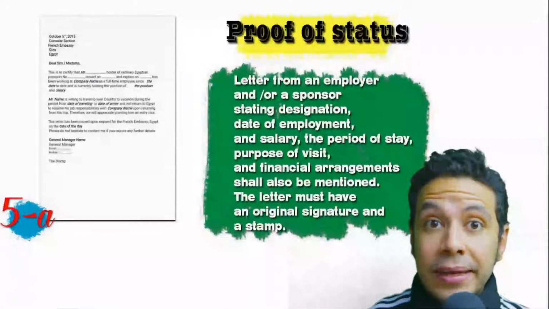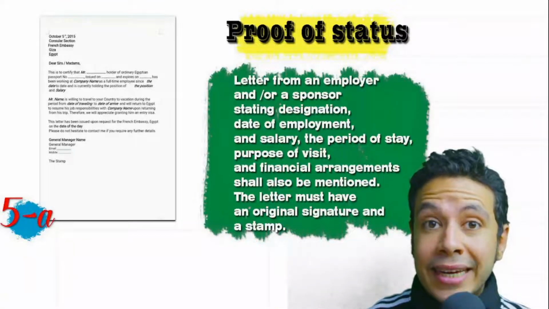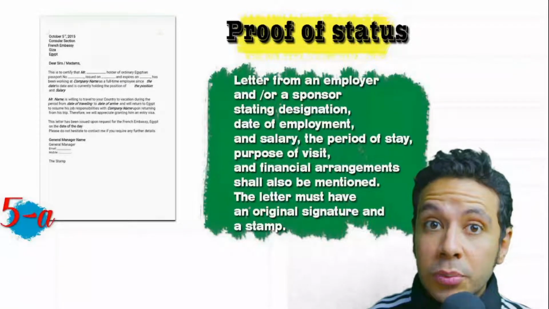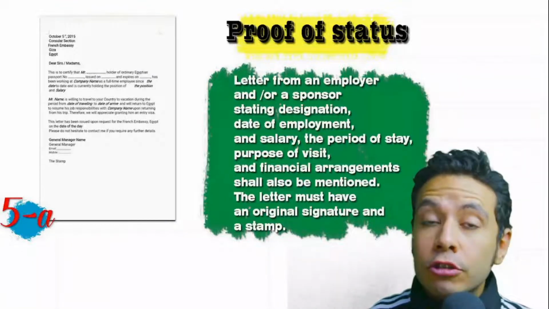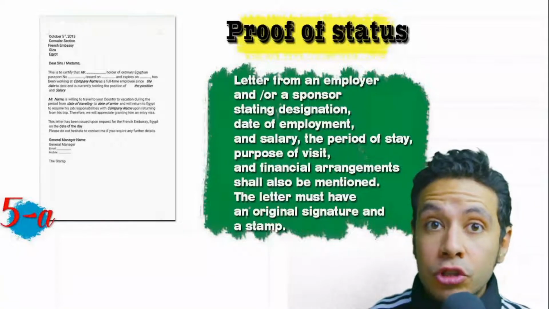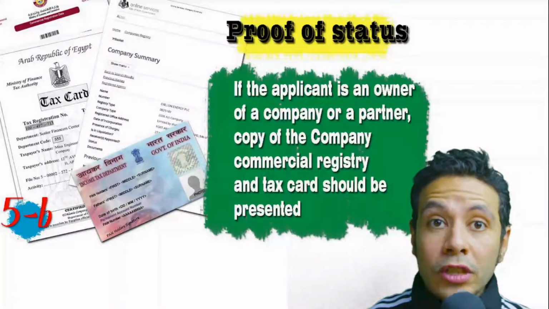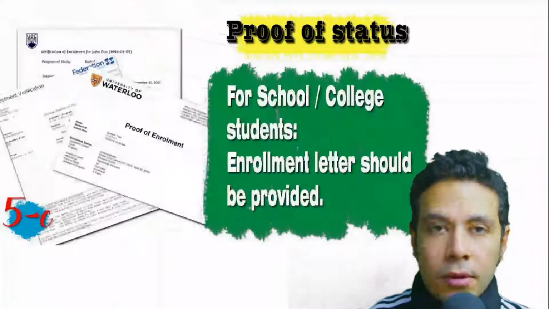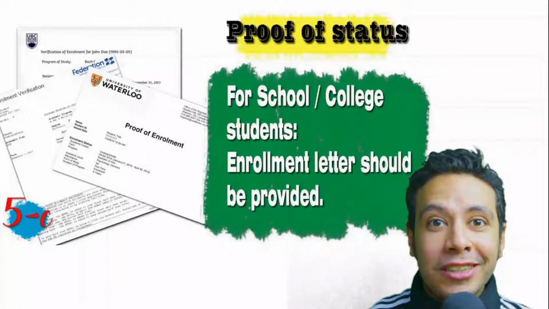In most visa application processes, you will be required to provide a proof of status. For example, if you are an employee, you will have to provide a letter from your employer or from your HR department mentioning your name, your work details, and your salary. Both the address and contact numbers should be mentioned in that letter, and all letters must have an original signature and a stamp. But in case you are the owner of the company or you run your own business, then your commercial registry and your tax card must be presented. But if you are a student in a school or a college, an enrollment letter should be provided from your university or your school.